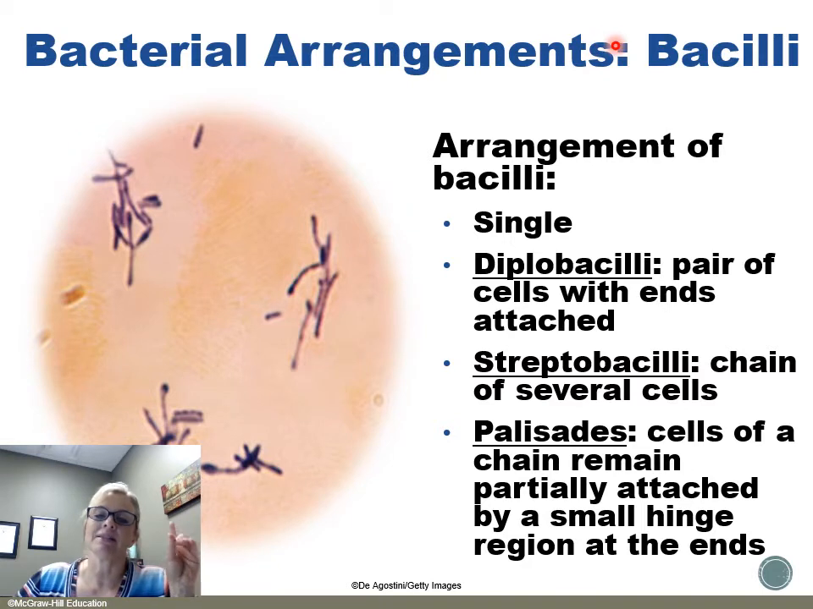They can occur as a single, a diplo, so two linked together, or strep, meaning a chain. Palisades is interesting. It's a chain that stays partially attached at the ends and then folds back on each other, giving a new orientation where they're side by side. That's where you're getting this little club shape from. You'll see this in bacteria like Corynebacterium. Those will be found in this arrangement.